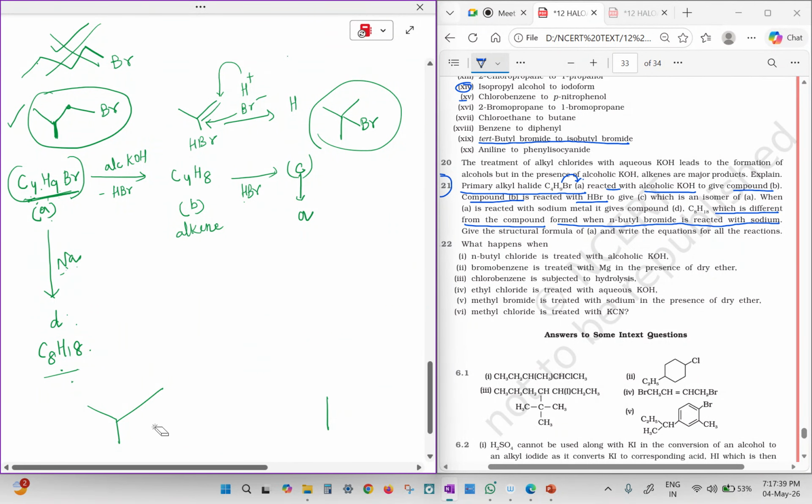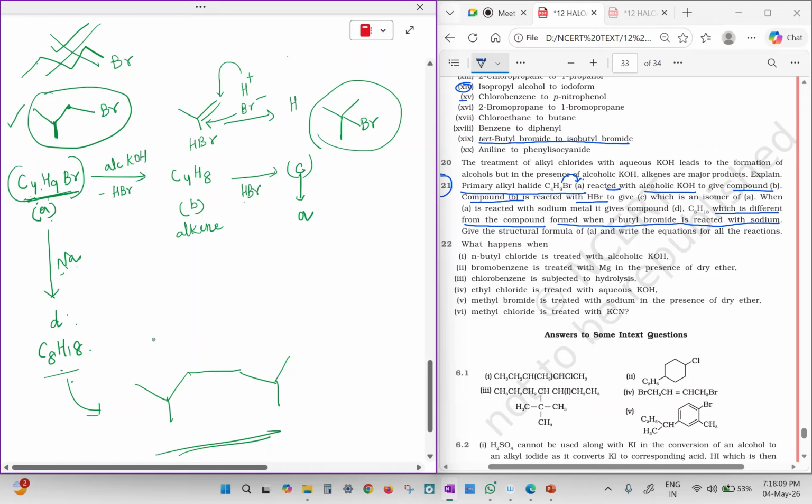Okay, don't write the structure like this, of course, it looks very weird. So it will be like this. Is that okay? Is that fine? There was a bromine here, there was a bromine here. You use 2 moles of sodium, remove the bromines and connect the 2 carbons. Clear? Aprameya and Pranav? Yes. Okay. So this must be D.